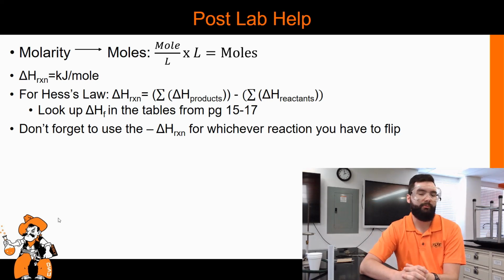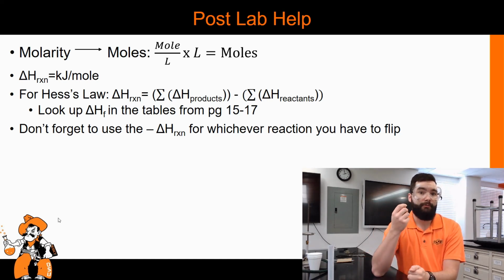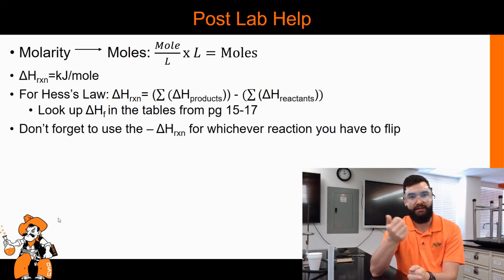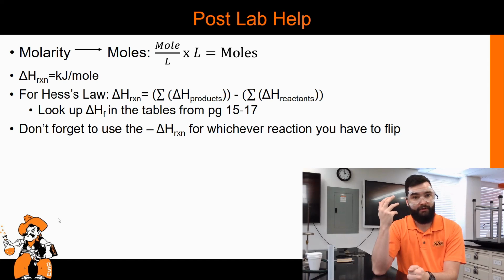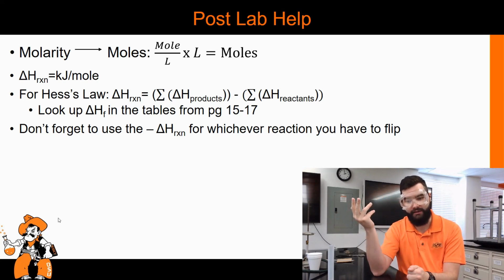So for post-lab question number 1, just hopefully we know how to convert between molarity and moles. So you take your molarity of the solution, multiply it by the volume of the solution to get the number of moles you have. Okay, so I've got 50 milliliters of 1 molar hydrochloric acid and sodium hydroxide. So I take 1 molar, 1 mole per liter, multiplied by 0.05 liters because I got 50 milliliters, and that'll give me my answer in moles.